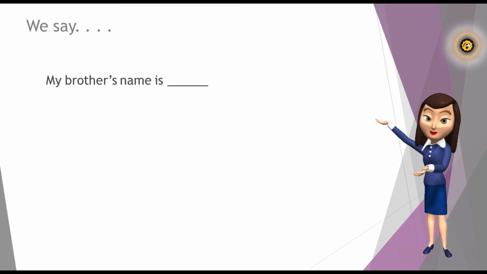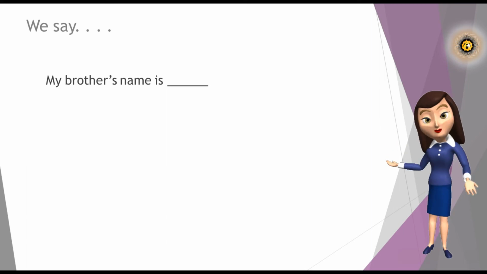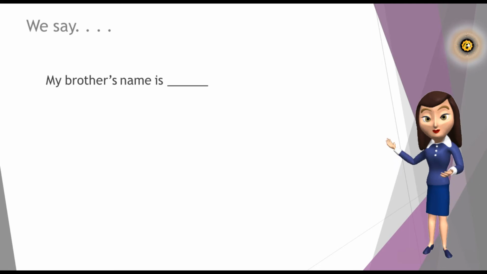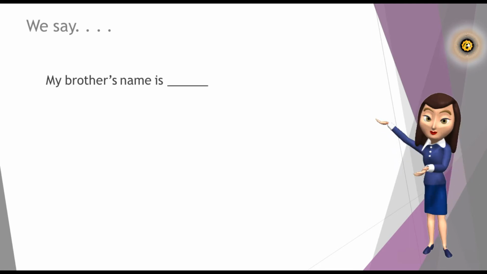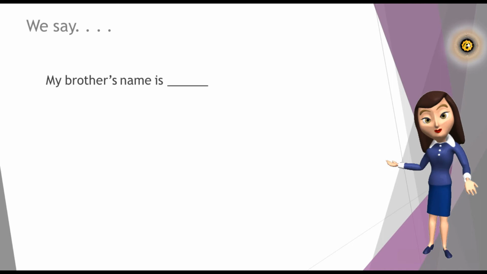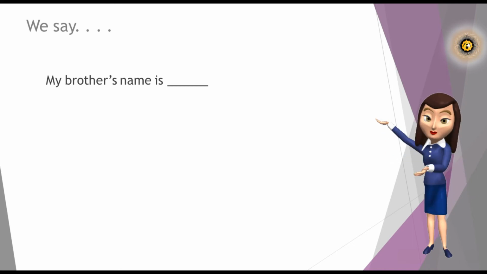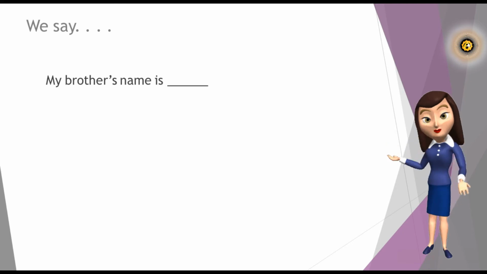When you are telling your brother's name, you say, my brother's name is dash. Obviously, you're going to fill the blank with the name of your brother. So here we are going to use the imaginary names, okay? So I'm going to say, my brother's name is Ali.